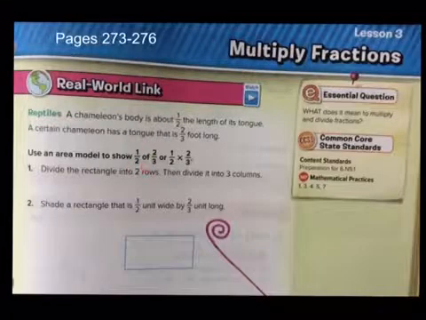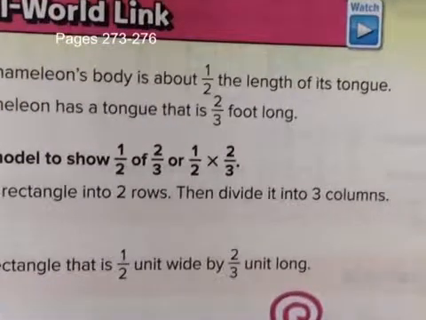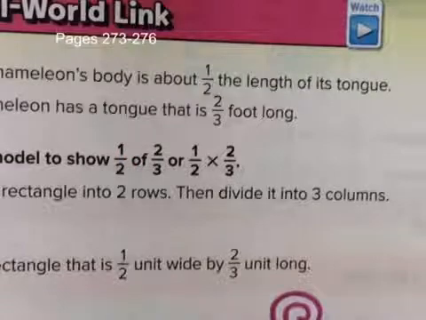Remember that when we look for a fraction of a number or of another fraction, we replace the word of with multiplication. Because if you're looking for the half of a number, you simply multiply a half times that number. Okay, as you can see right there.